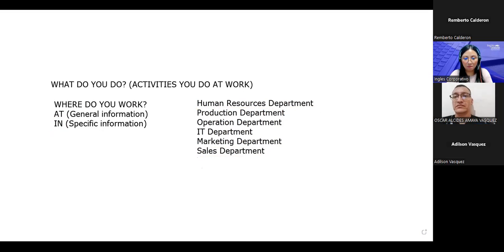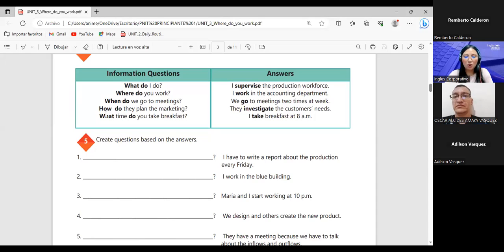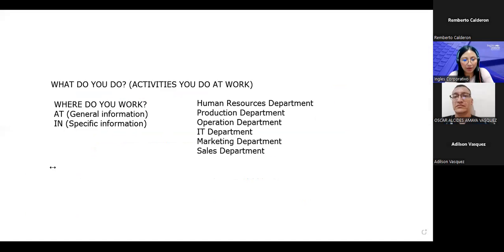If you see, we have question number 3. When? Pero dice, ¿cuándo vamos a las meetings? Cambiémosle un poco de la redacción. Quiero que me traigan esta información. Miren, when.